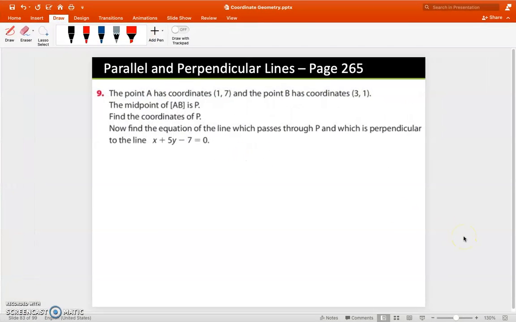Okay, so now we're going to try question 9. But again, as normal, pause it and have a go. But I'll give you a few pointers because you might have forgotten the midpoint formula.